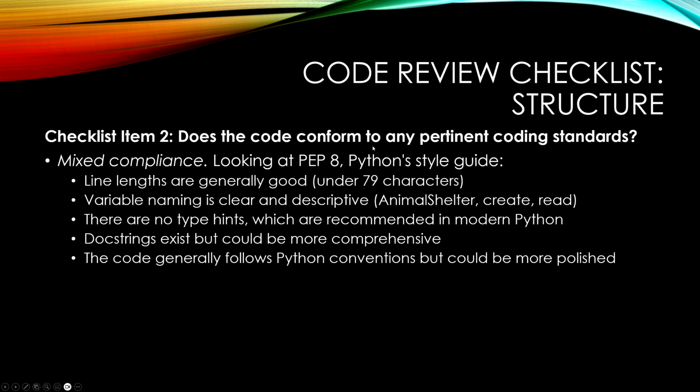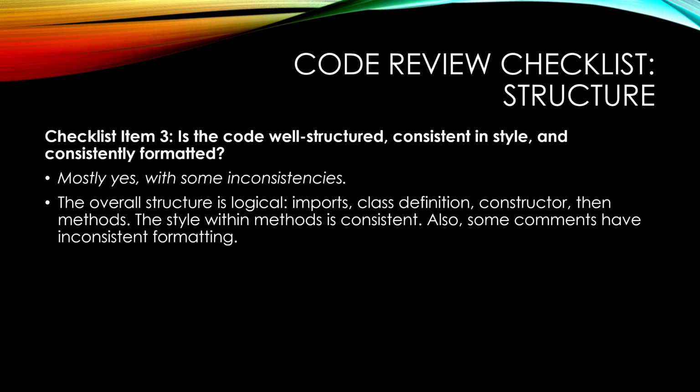Two, does the code conform to pertinent coding standards? Here it's mixed compliance. Line lengths are generally good, all under 79 characters. Variable names are clear and descriptive, but there are no type hints, which are recommended in modern Python. Docstrings exist but could be more comprehensive. The code generally follows Python conventions but could be more polished.